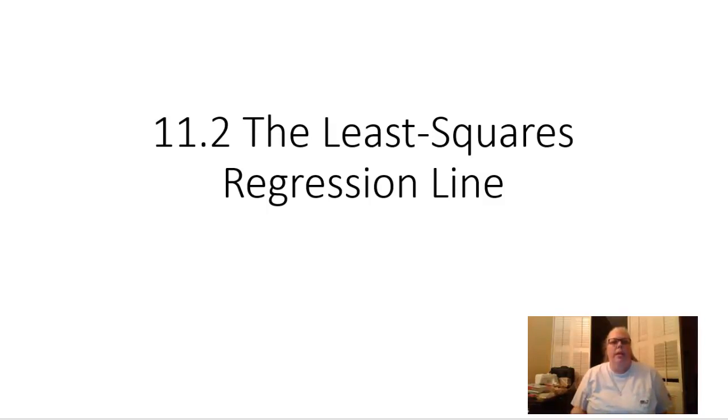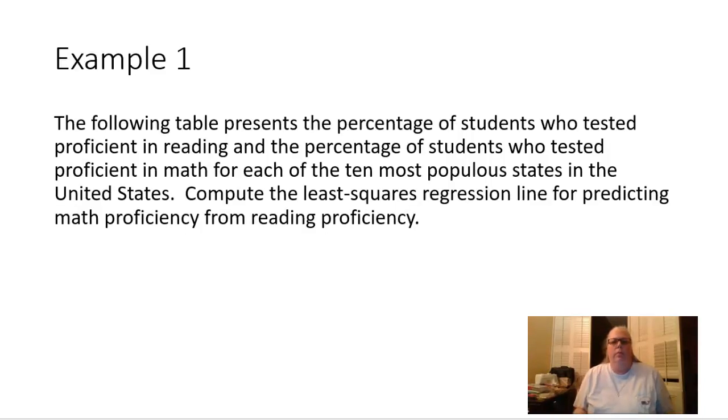The examples in this video go with lesson 11.2, the least squares regression line. Example 1. The following table presents the percentage of students who tested proficient in reading and the percentage of students who tested proficient in math for each of the 10 most populous states in the United States. Compute the least squares regression line for predicting math proficiency from reading proficiency.